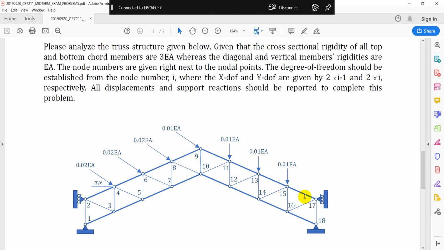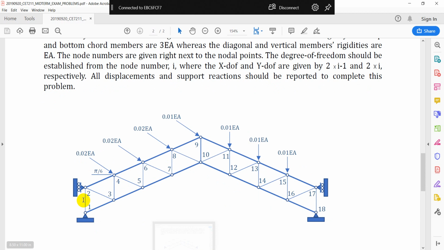And 1, yeah, okay. 5. This and this are different, yeah. Okay, 1, 2, 3, 4, 5, yeah. 5 stiffness matrices you need to come up with.